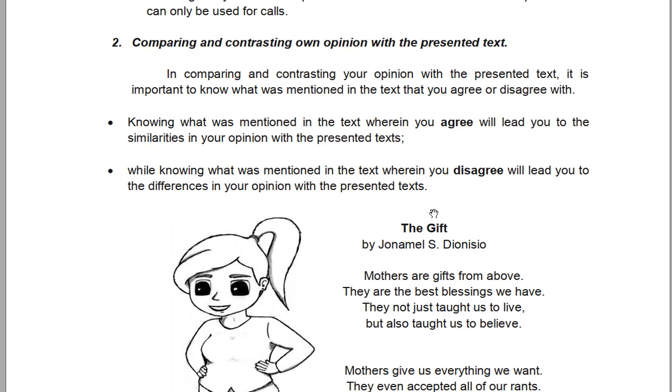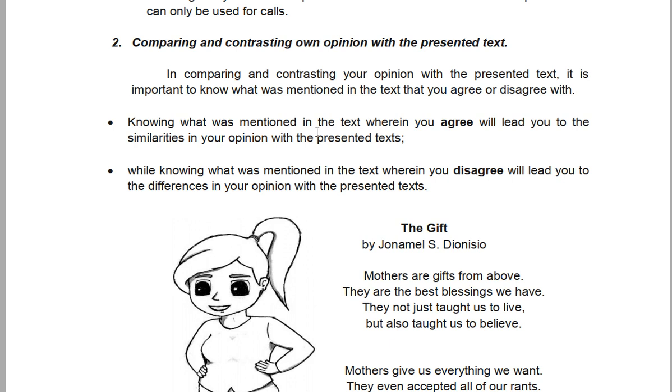Comparing and contrasting own opinion with the presented text. So what's the difference between number one and number two? In number one, like I have said, you will get your answer from the text itself. Meaning, if you get the similarities in the text, you will get the differences in the text. But in number two, comparing and contrasting own opinion with the text, so it's you and the text.